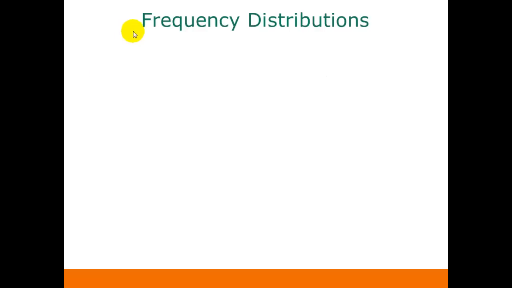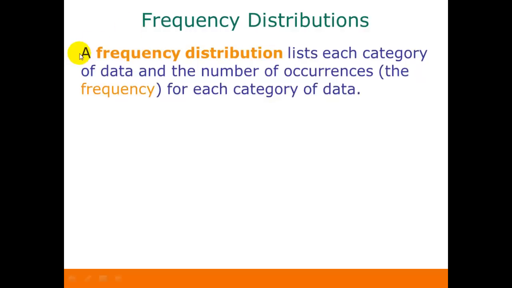When we talk about a table in statistics, we're usually talking about what we call a frequency distribution. So a frequency distribution lists each category of data and the number of occurrences, in other words the frequency, for each category of data.